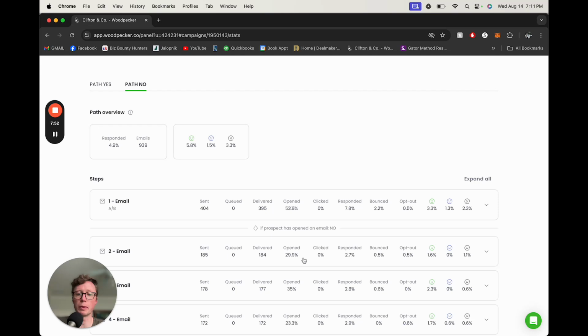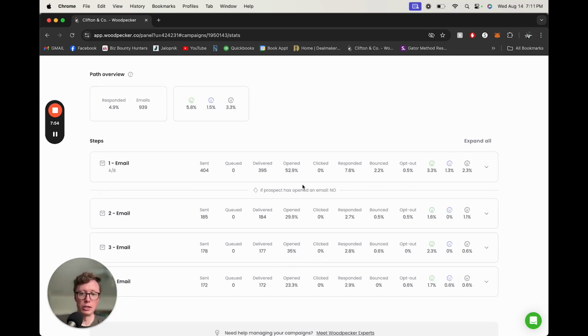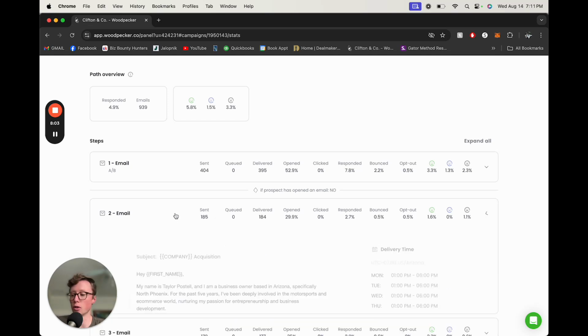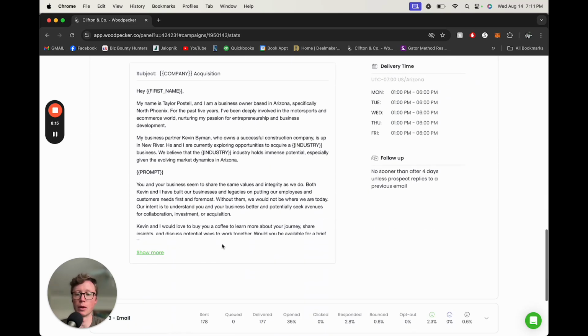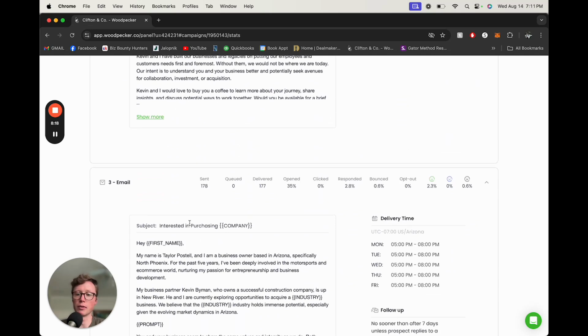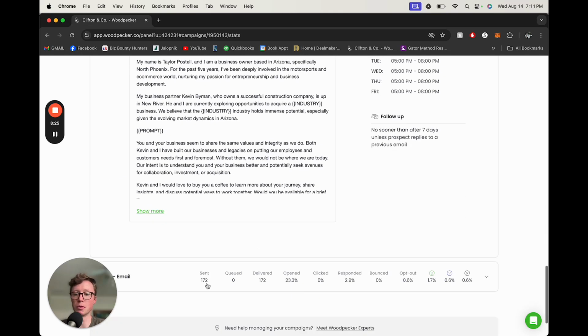If we go over to the no path, obviously you can see the open rates are still great. I mean, 30%, 35% is still great, but after them not opening the first email, they are more likely to not. So we will go through these. This one, very straightforward, their business name, acquisition. So Roto-Rooter, acquisition, whatever it might be. That one got 30%. Following up after that was interested in purchasing company name. That one, 35%. Went to 177 people.